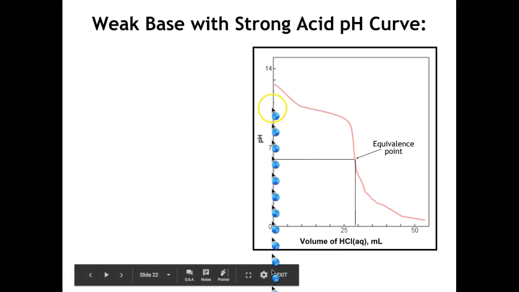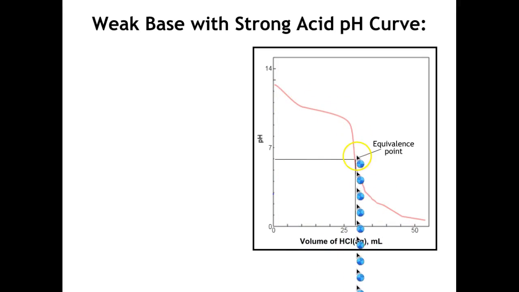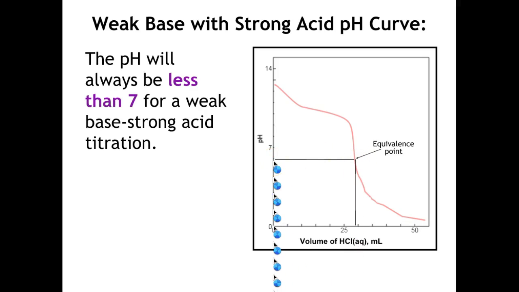And so here is an image, a graph of the pH versus the volume of acid added, and you can see that it slopes down the other way. We can also see that the pH is less than 7 at the equivalence point. So pH will always be less than 7 for a weak base titrated with a strong acid.